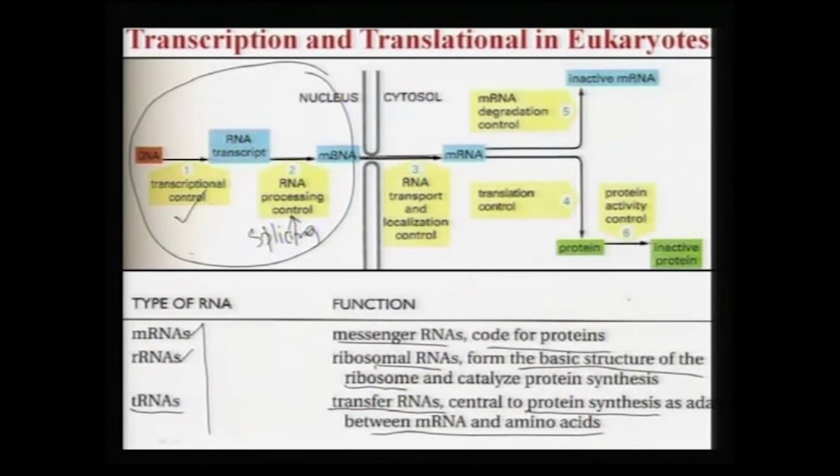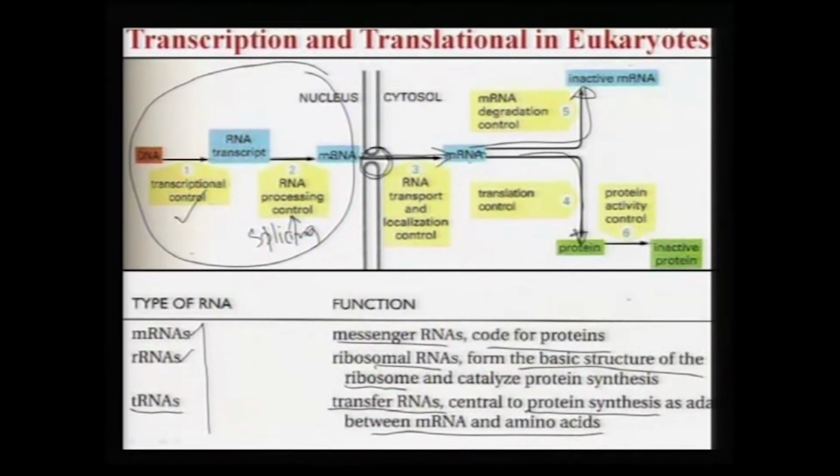Now, this mRNA is transported from the nucleus to the cytoplasm via the nuclear pore. Once the mRNA is coming out of the nuclear pore, if it goes to the translation control, then it goes to the protein and protein activity control. If it goes to the mRNA degradation control, then it becomes inactive mRNA.